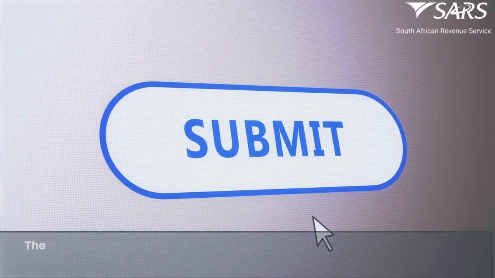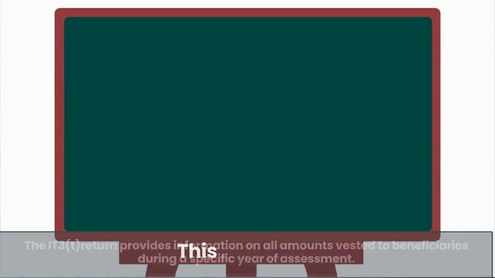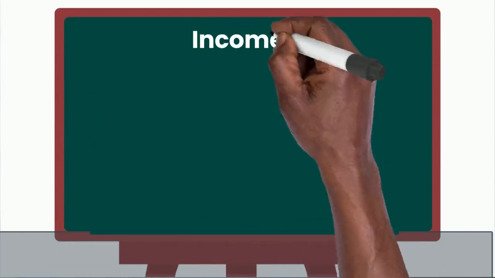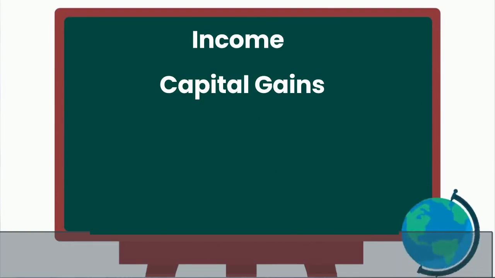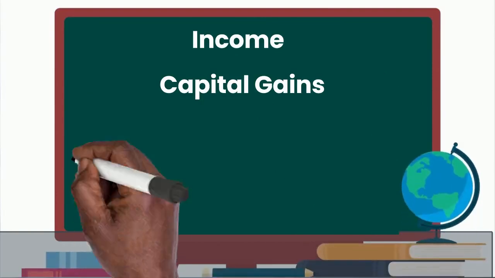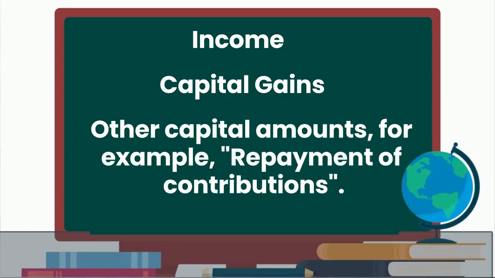The IT3T return provides information on all amounts vested to beneficiaries during a specific year of assessment. This includes income, capital gains, and other capital amounts, for example, repayment of contributions.